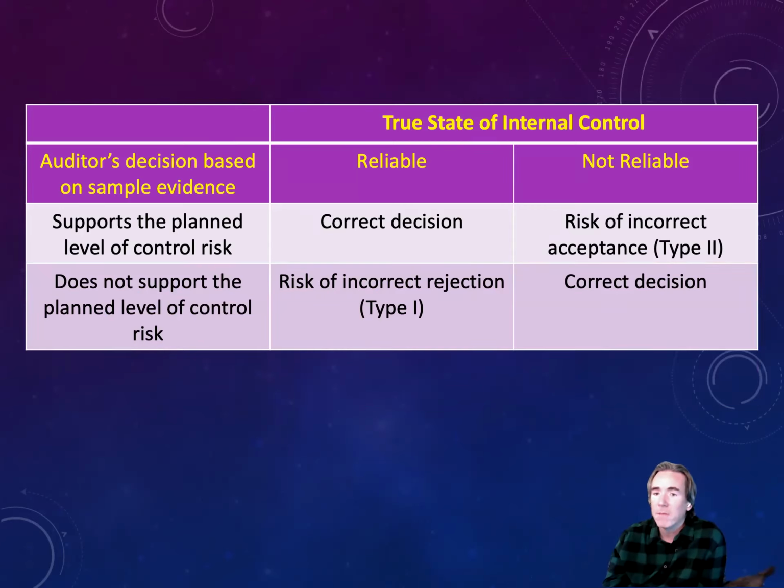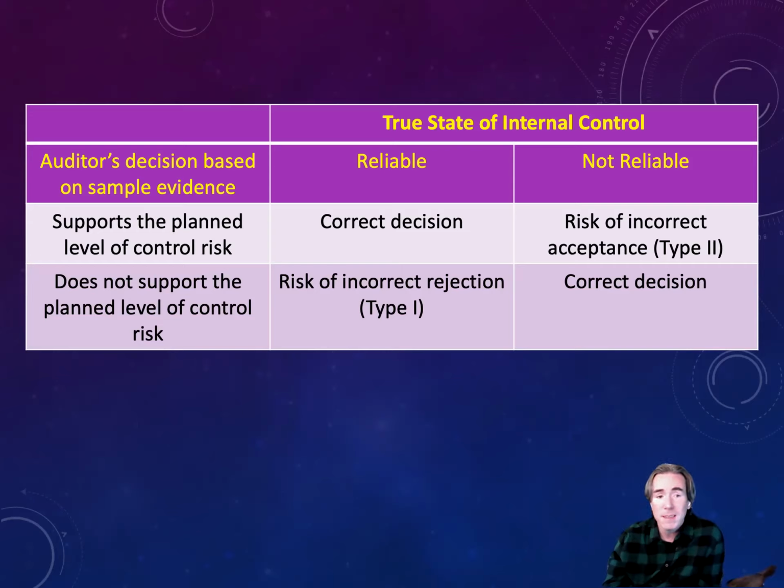Now, the errors are of varying significance. If we say that the control does work, but it is in fact unreliable, we've accepted what the client has said is true when we shouldn't have. We've been ineffective in our job of providing a correct audit opinion.